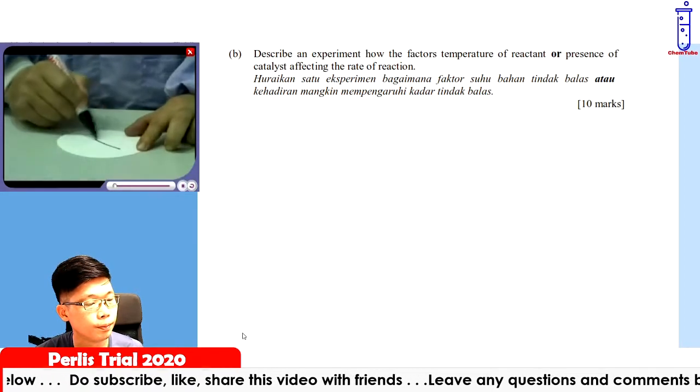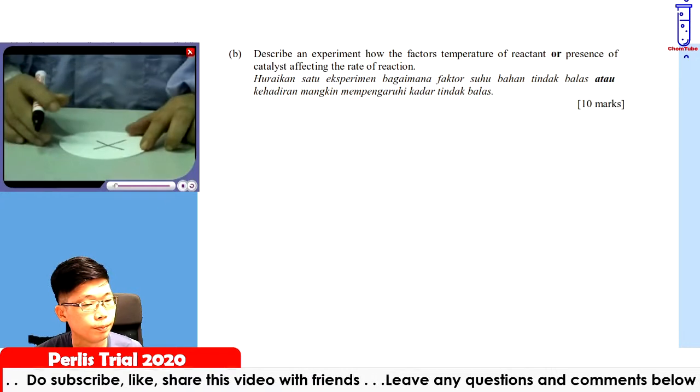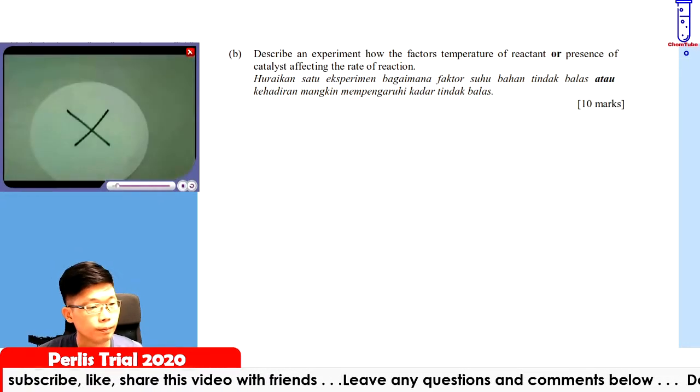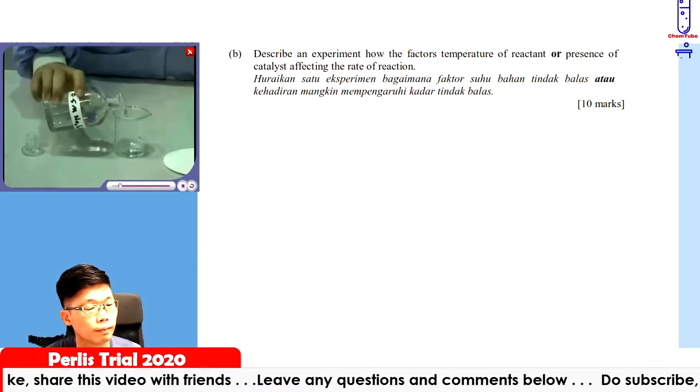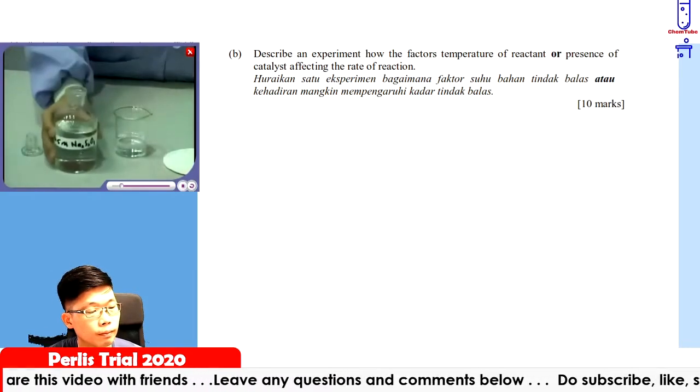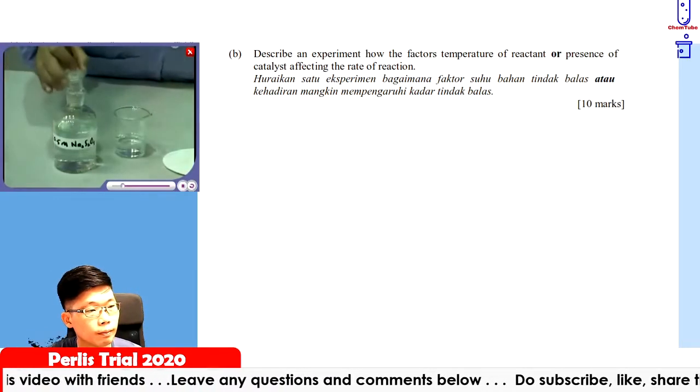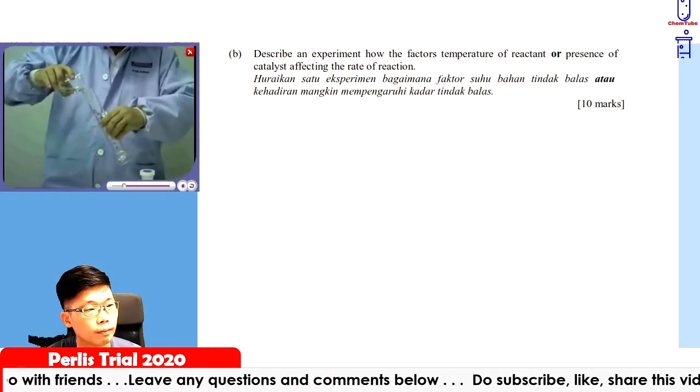Draw an X about 2 by 2 centimeters in the center of a piece of white paper. Measure out 25 cubic centimeter of 0.5 mol per cubic decimeter sodium thiosulfate solution using a 100 milliliter measuring cylinder.